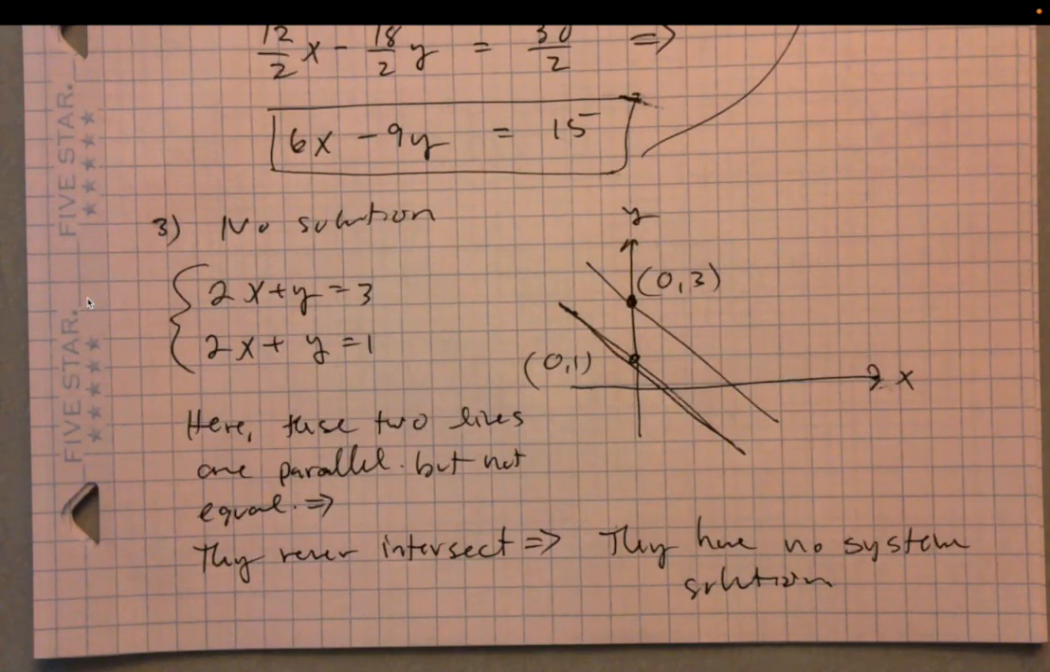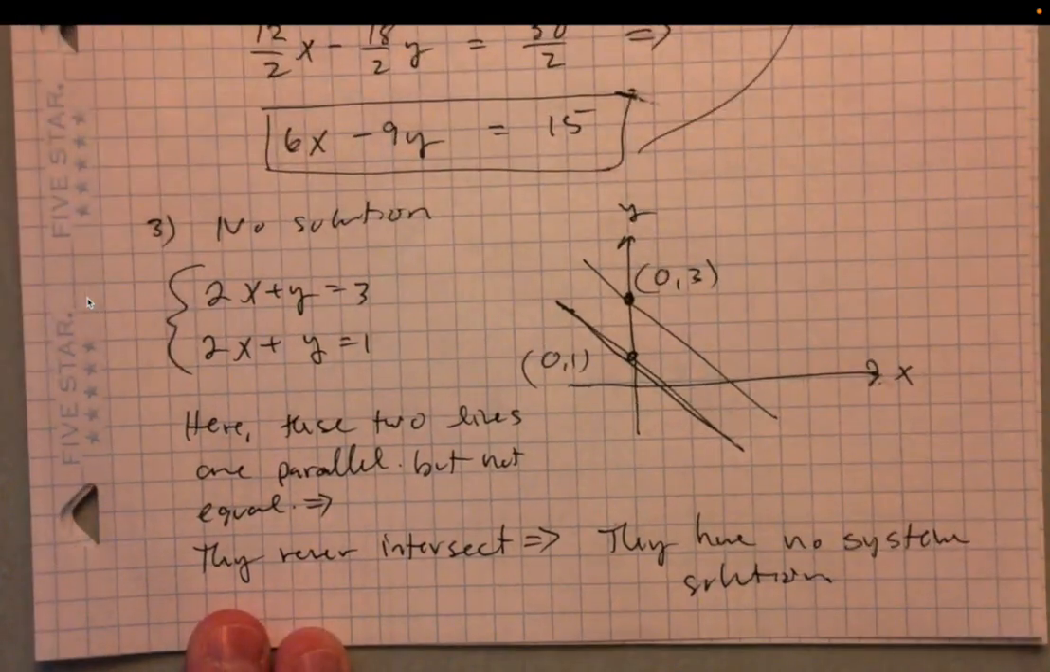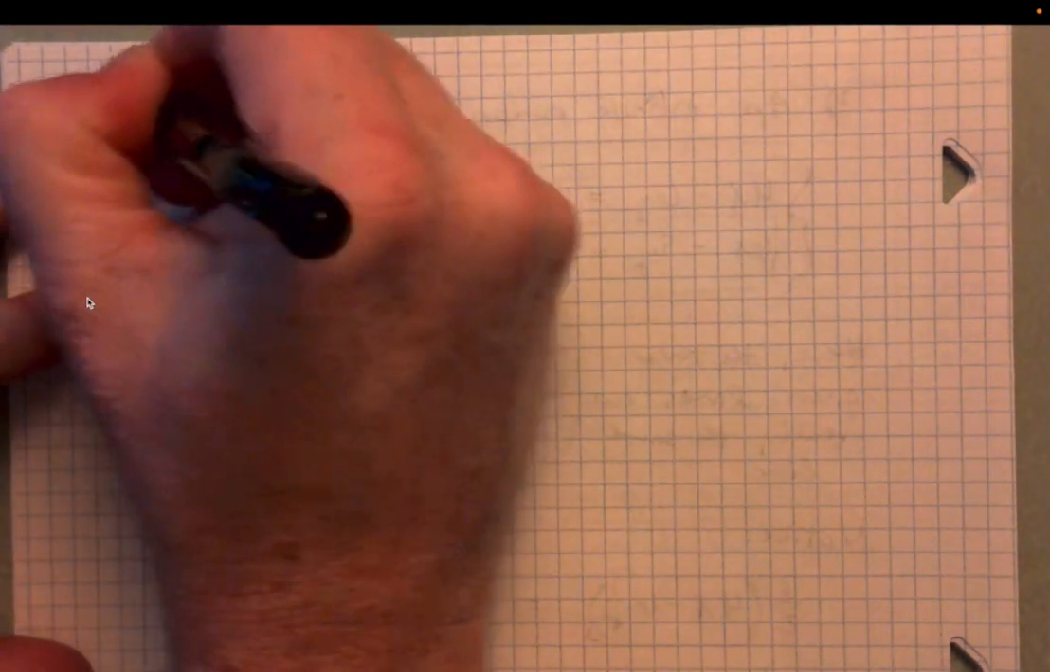Okay, very good. Those are some good examples of what we mean by each of these different types. And we have a little bit more terminology here. A system that has at least one solution is said to be consistent.